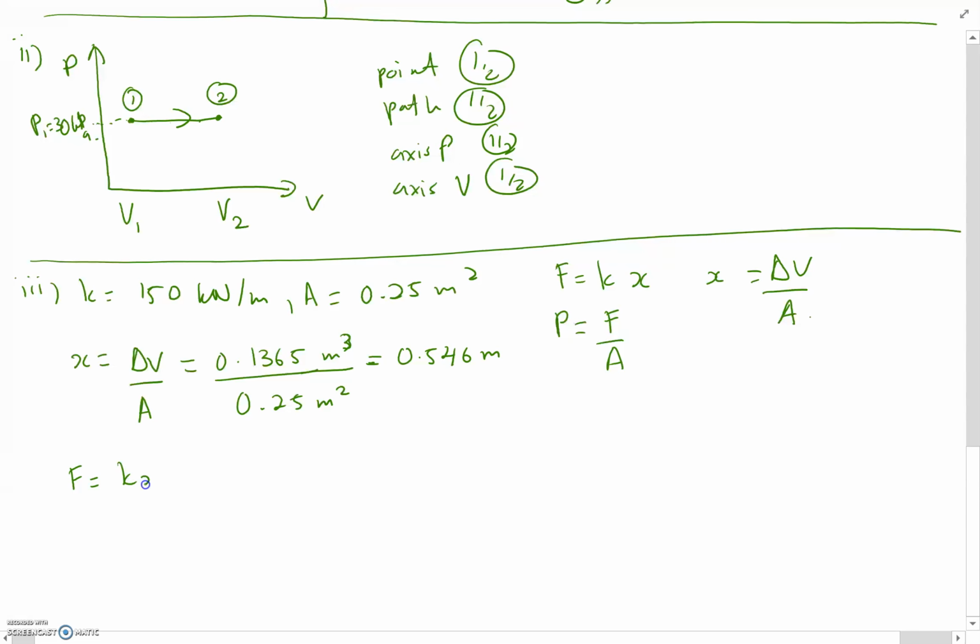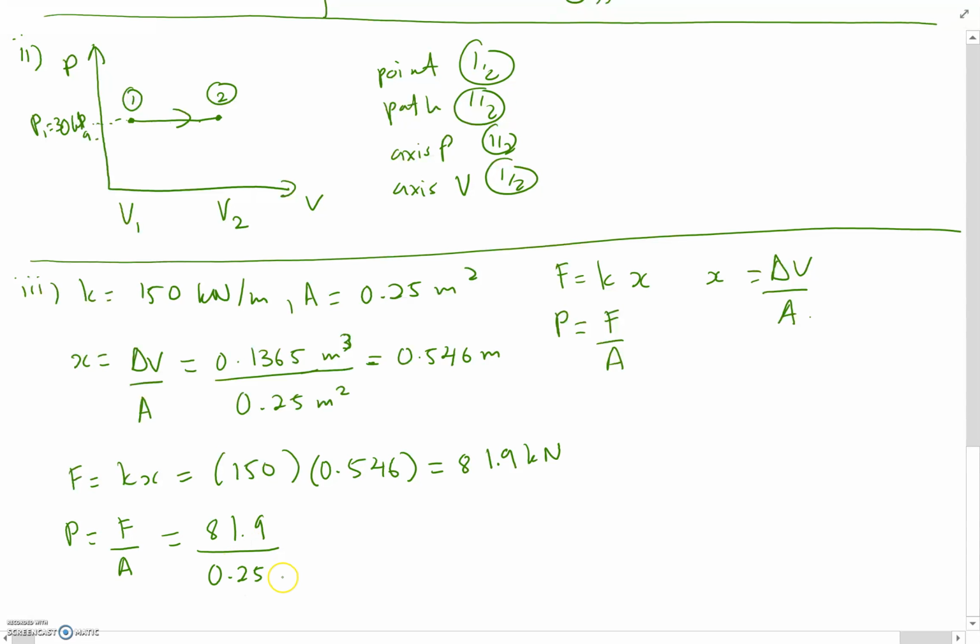Therefore, F equals Kx equals 150 kilonewton per meter times 0.546 equals 81.9 kilonewton. And P equals F over A, where F equals 81.9 kilonewton and A equals 0.25 meter square. Okay, you will get 327.6 kilopascal.